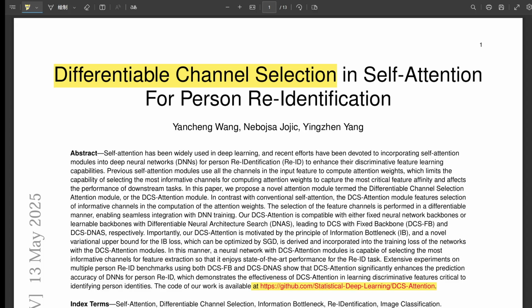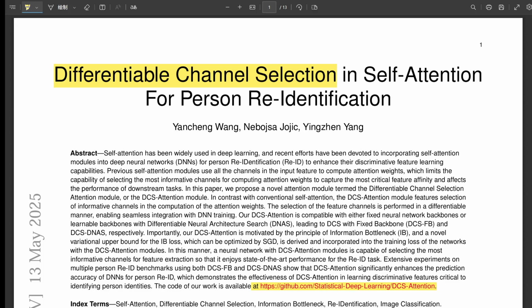Okay, so that's our mission for this deep dive. Understanding this new approach, DCS-Attention, why it's different, more innovative, and why it seems to work better, especially looking at the academic contributions. Sounds good. So let's start there. What's the deal with traditional self-attention? Why isn't it always hitting the mark for re-ID?